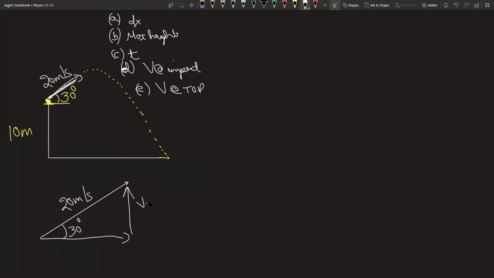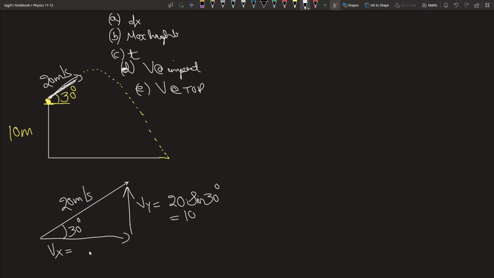We're going to find its y component. That is opposite, and that's hypotenuse. So we want to use the ratio which has O and H, which is sine. So this is 20 times sine 30. Make sure it's in degree mode when you punch it in, folks. That's another mistake people make. That should give you 10.